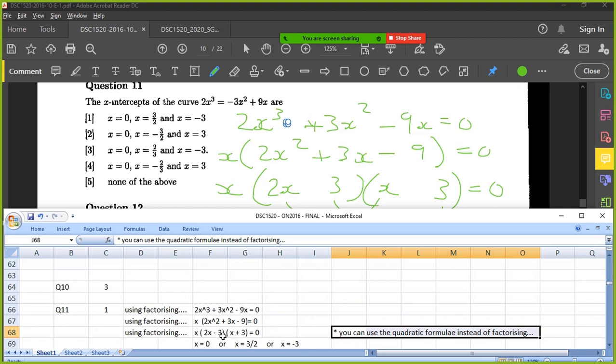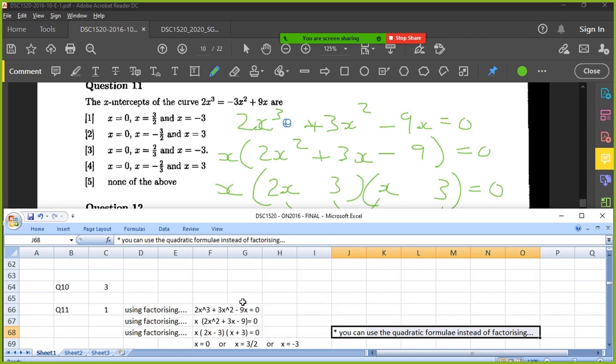If I multiply this out, let me just check the multiplying out. Minus 3 times plus 3 is minus 9. That's correct. 2x times 3 is 6x. 6x, yep, minus 3x is 3x. Oh, it does work. So you do get plus 3x in the middle. Do you see that? Yeah, it does work.